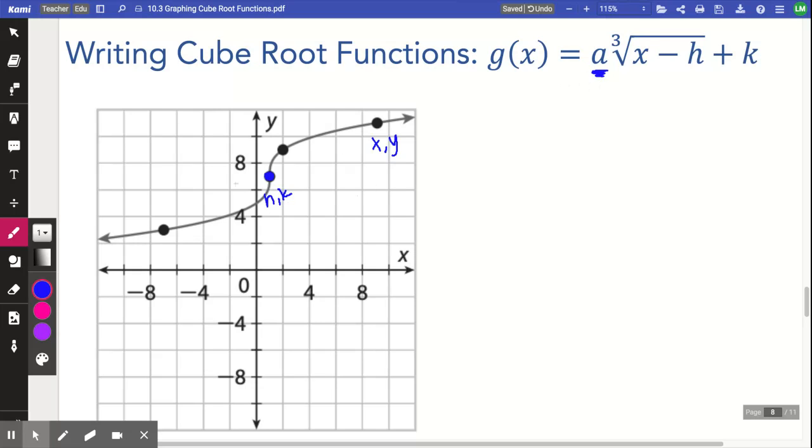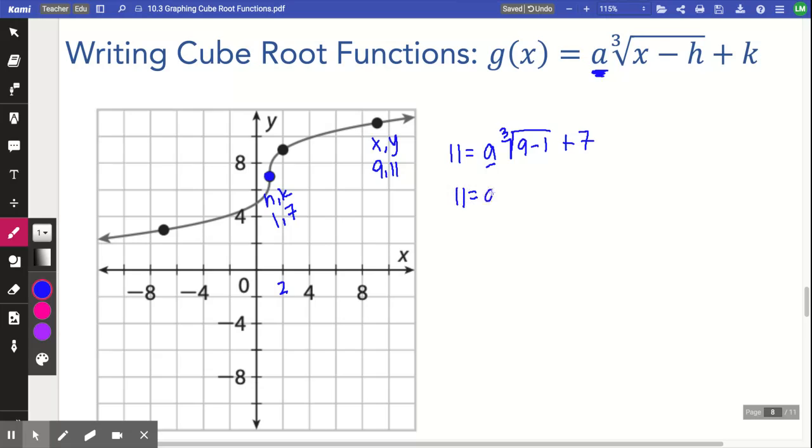So let's find these points for h, k. This graph is scaled weird, so be careful with that. We have 1, 7. So I'm going to use that for my h, k. Over here for x, y, I have 9, 11. So for my function, I'm going to plug in 11 for y is equal to my a value times the cube root of x, which is 9 minus 1 minus my h, plus my k value of 7. So the only variable I have now is a. I just need to evaluate this and solve for that.